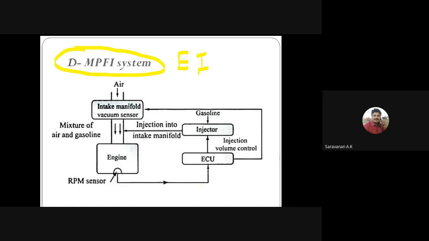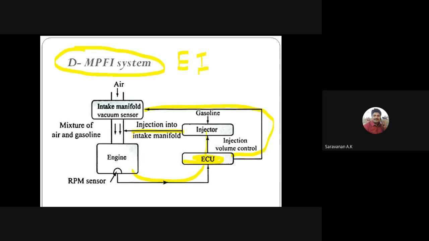Here also we have the ECU, the control unit. The control unit receives signals from the engine and the inlet manifold, and it gives the signal to the injector. Then the amount of fuel supplied, the fuel air ratio, may vary depending upon the engine conditions. This is the D multi-point fuel injection system.